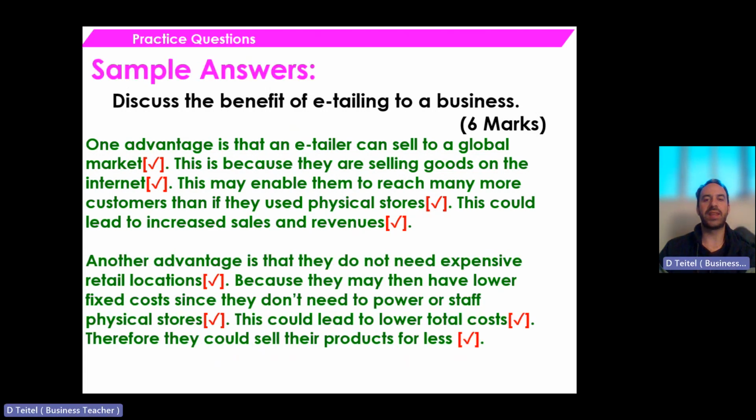Another advantage is that they do not need expensive retail locations, because they may then have lower fixed costs since they don't need access to power or to staff physical stores. This could lead to lower total costs, therefore they could sell their products for less. So if you're looking there, one is obviously that they're selling to the global market. The other advantage is that they don't need the expensive retail location. So it's still looking at two sides of those benefits.